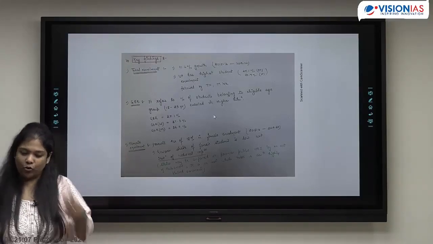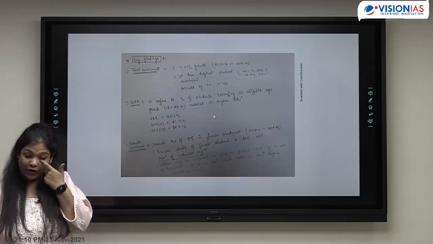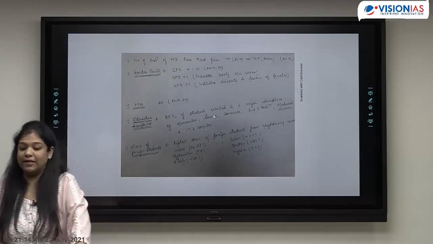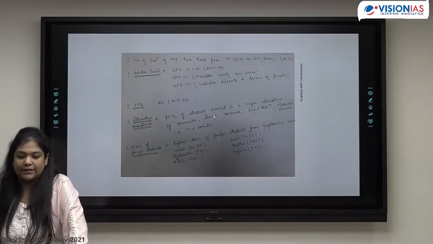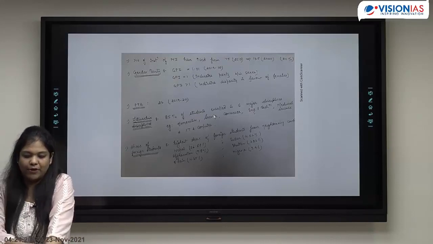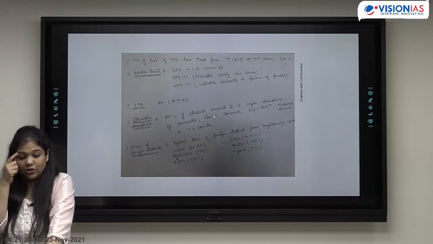Then overall enrollment has increased, with the highest number of enrollment in the context of UP. Then we have achieved gender parity, that is, it is 1.01. That means if we talk about the enrollment rate, there is more enrollment of girls. It indicates disparity in favor of girls. So that's a good thing.